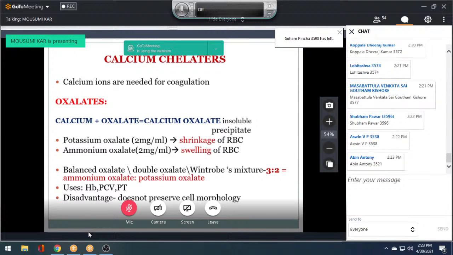So if you use it in a ratio of 3:2, basically they balance each other out and the morphology will be maintained. That is why it is called balanced oxalate, double oxalate, or Wintrobe's mixture. And because the name Wintrobe's is there, you can remember it is used for PCV. Just remember, for PCV, hemoglobin and all, we prefer the EDTA tube only, not the oxalate tube. This is just theoretical, but hemoglobin is EDTA tube. Oxalates we use for PCV. It's also called Wintrobe's mixture and it is performed with a Wintrobe's tube.